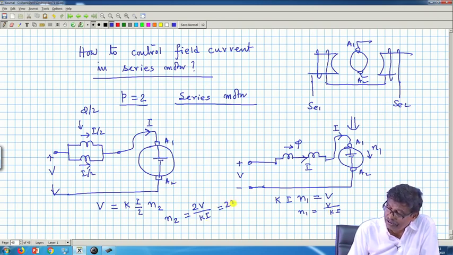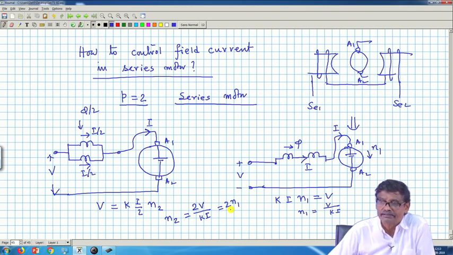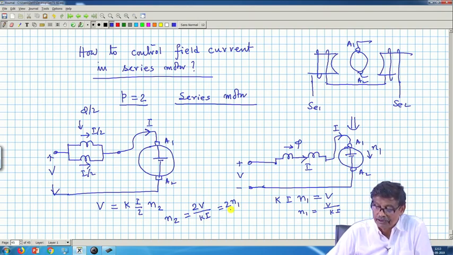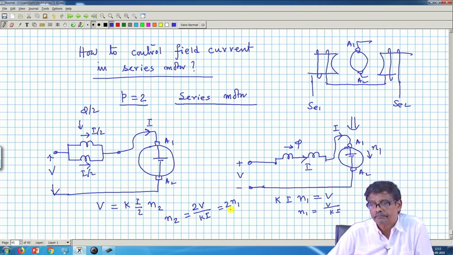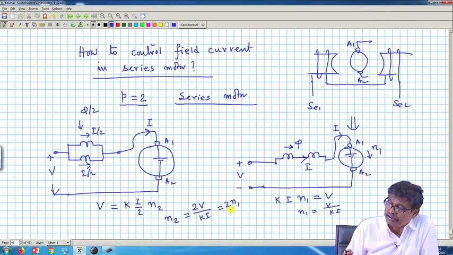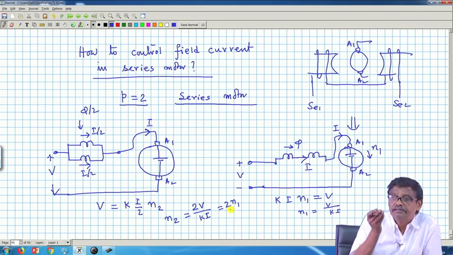So now the speed will be approximately twice this speed, provided it is loaded to the same current, same armature current. Got the point? Therefore, you see I have weakened the flux in an indirect way. Speed is more now.